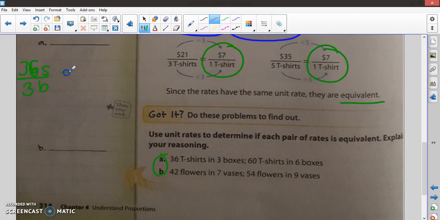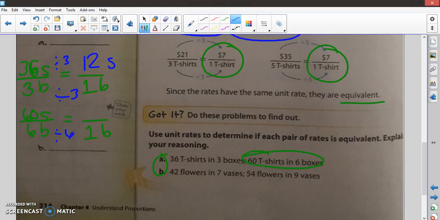So I'm going to find how much for 1 box. Okay, well, to find 1 box, I'm going to divide by 3. Well, 36 divided by 3 is 12 shirts. Okay, so now I'm going to do the same thing for 60 over 6. 60 shirts in 6 boxes. So I want to find 1 box. So I'm going to divide by 6.